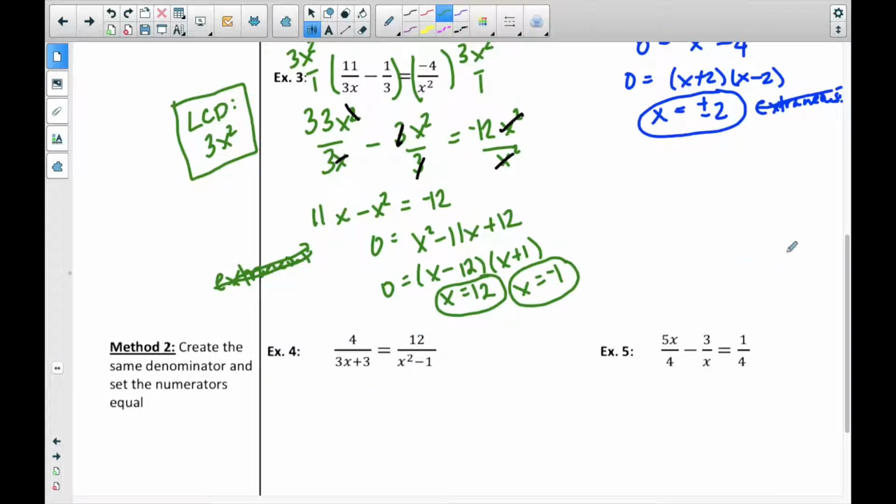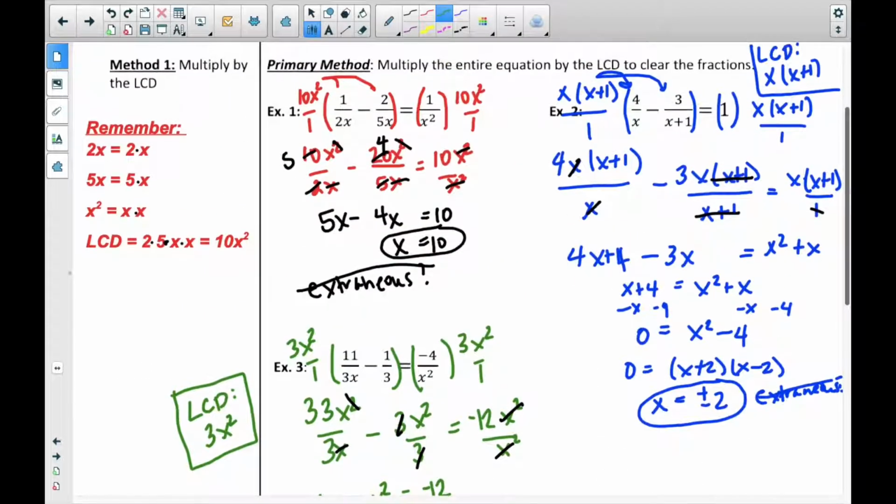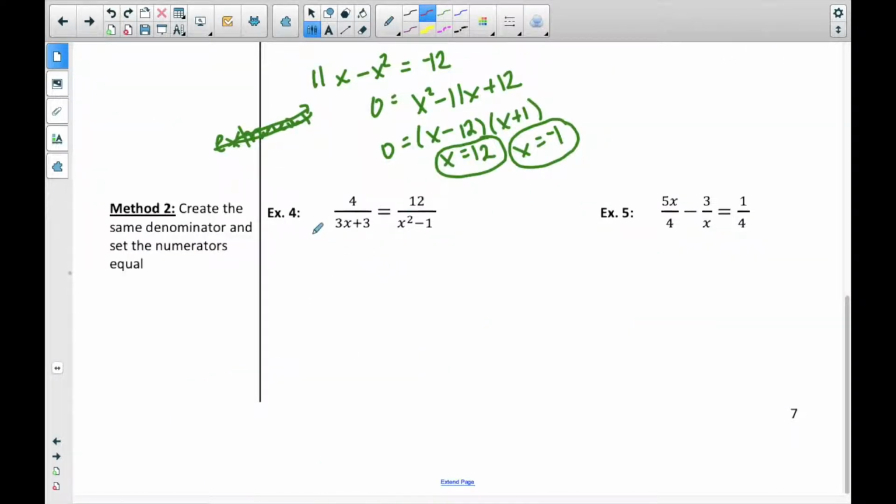Okay, so that was one method. The first method, what we just did, we multiplied the whole thing by the LCD. That got rid of the fractions. The second method is still looking at the denominators, but it's to create the same denominator and then set the numerators equal to each other. And in order to do that, we're going to need to factor this. So I'm going to take a second to factor this.